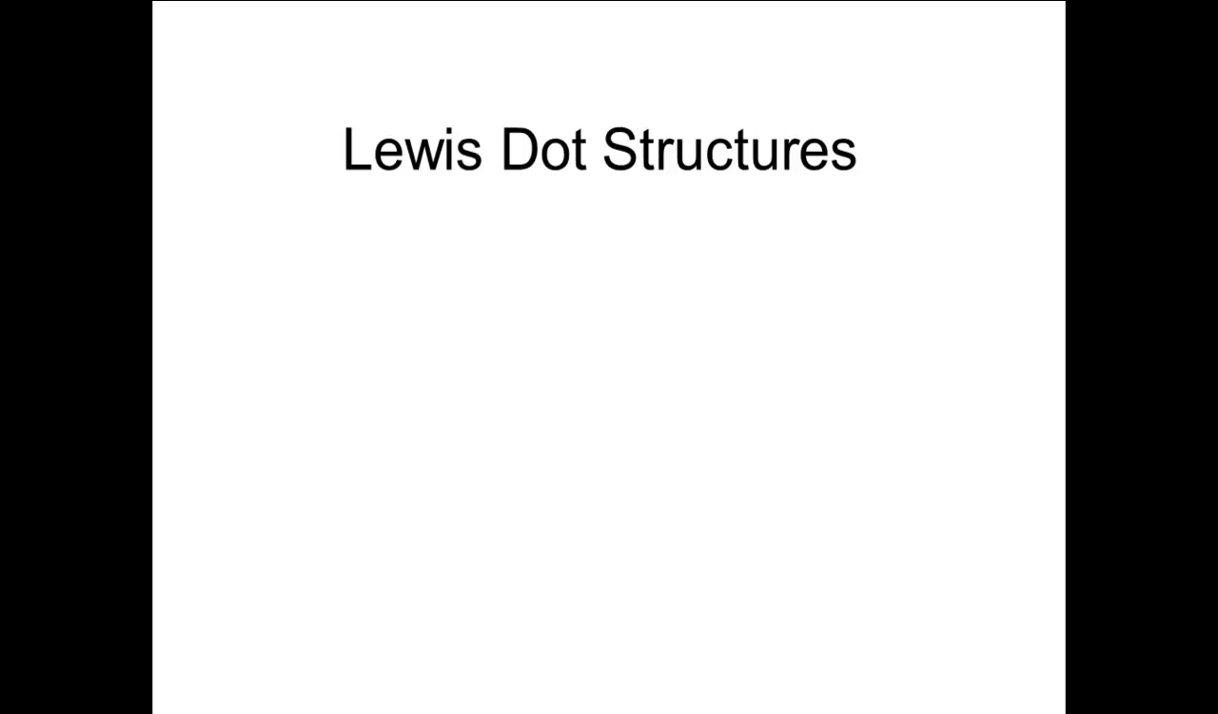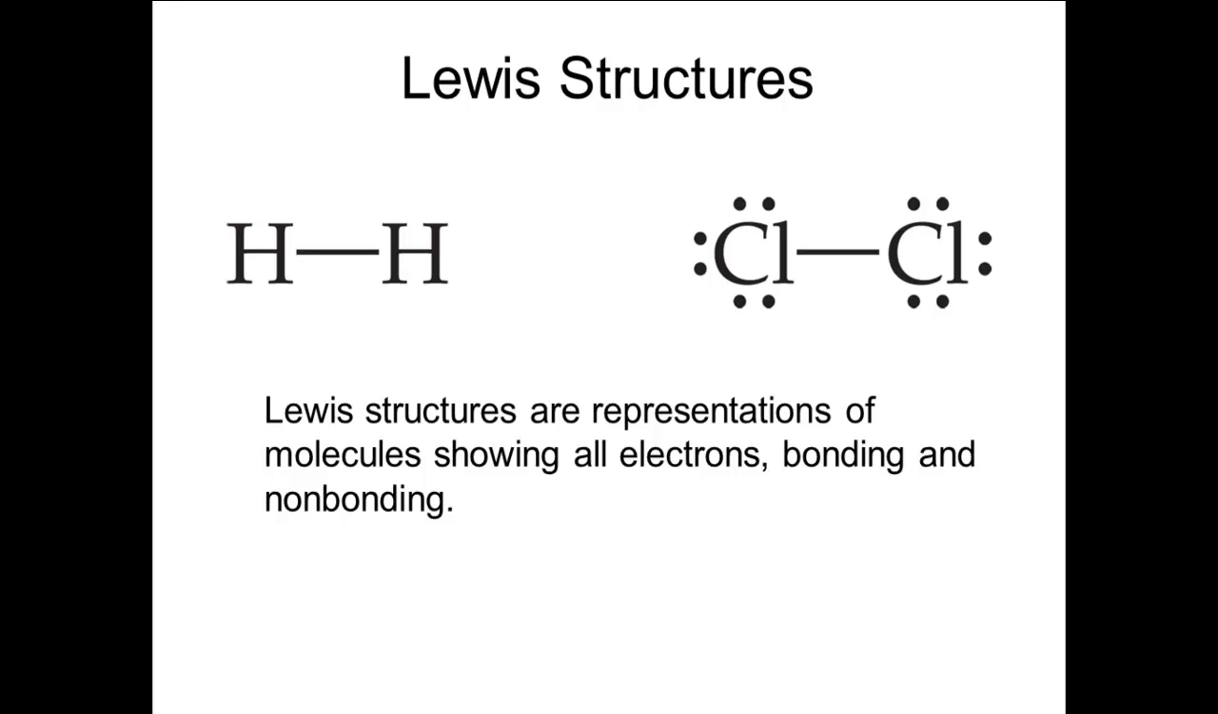Lewis dot structures. Lewis structures are an important way of representing bonding, particularly covalent bonding. Lines are used to represent a pair of electrons that are being shared. Individual dots, drawn in pairs, are used to represent electrons that are not being shared by the atoms.